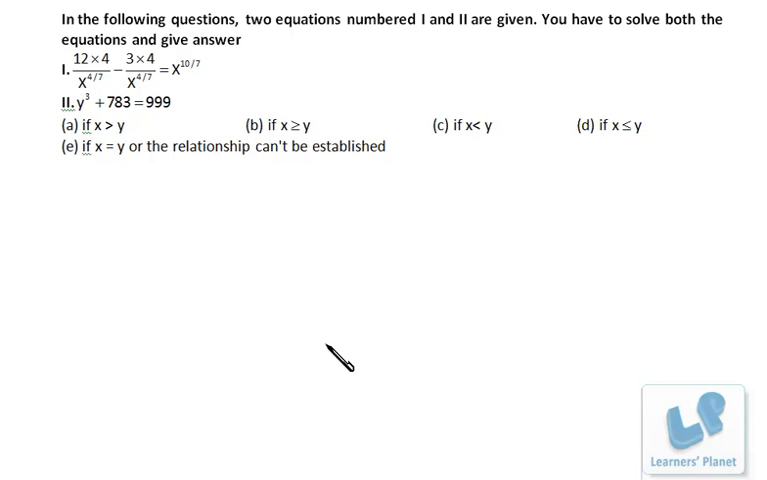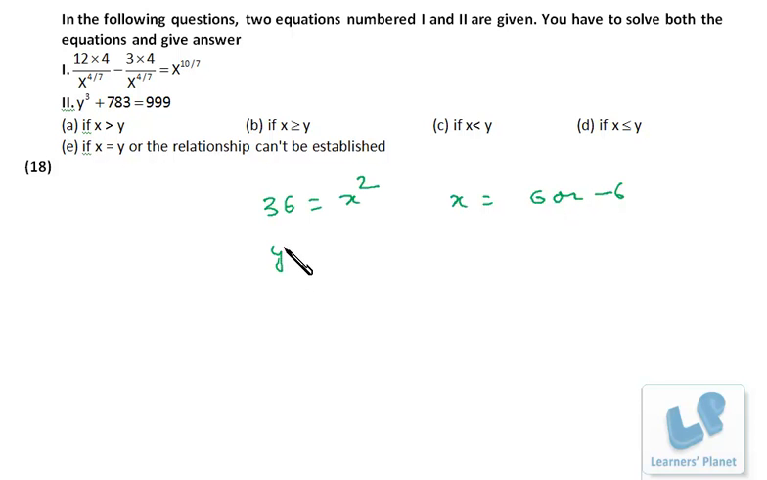Now, in this problem, 12 into 4, that's 48 minus 12, that is 36. So we have 36 is equal to x raised to 10 by 7 plus 4 by 7, that is 14 by 7. So it's x square. So x is equal to 6 or minus 6, right? And x cannot be 0 because it is coming in the denominator. That we have to be careful. Anyways, we are not getting any 0 values of x. We are getting just 2 values, that is 6 or minus 6.